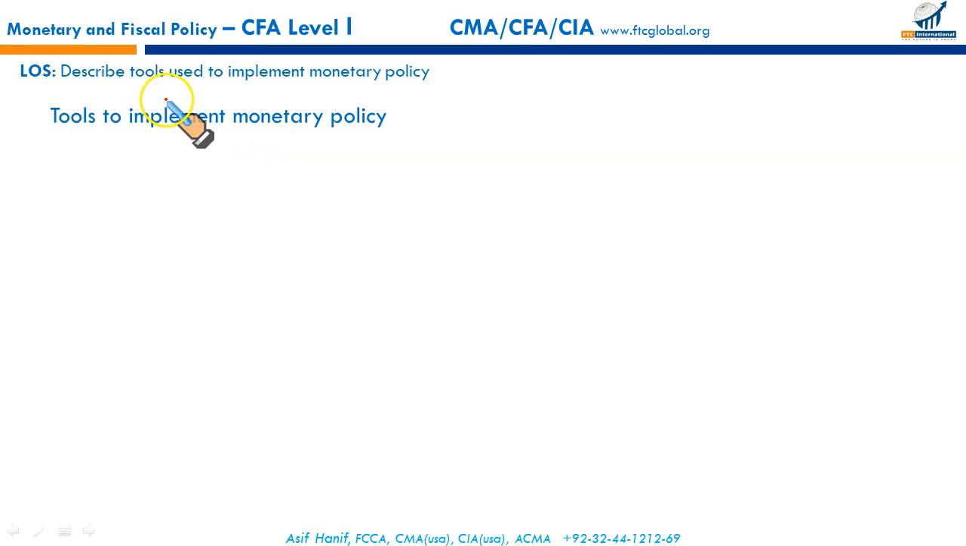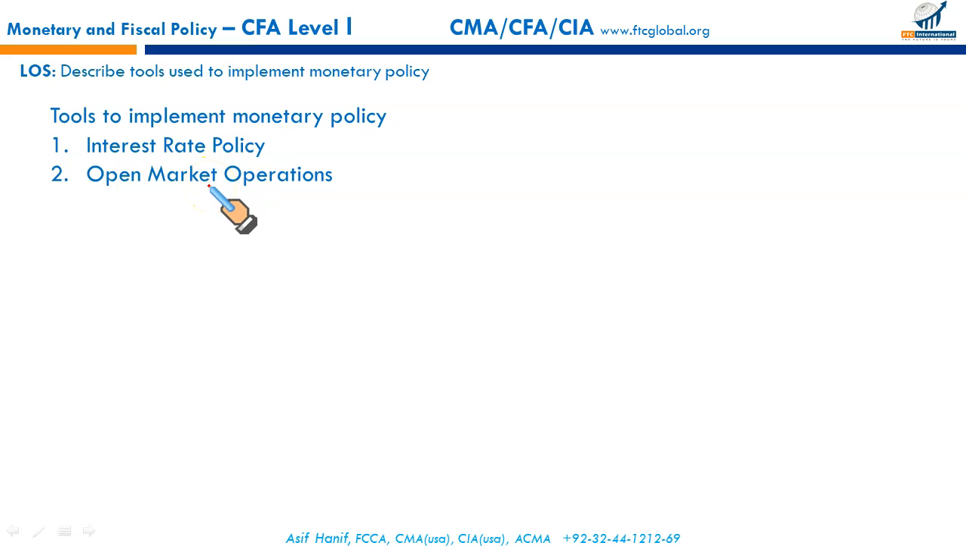Your next LOS is describe tools used to implement monetary policy. The first tool is interest rate. The central bank influences the rates at which the banks lend money, and interest rates directly affect the variables of an economy. Open market operations involve the central bank buying and selling securities to commercial banks, which changes the money supply in the economy. Or in other words, these are actions to add or remove money from the economy.